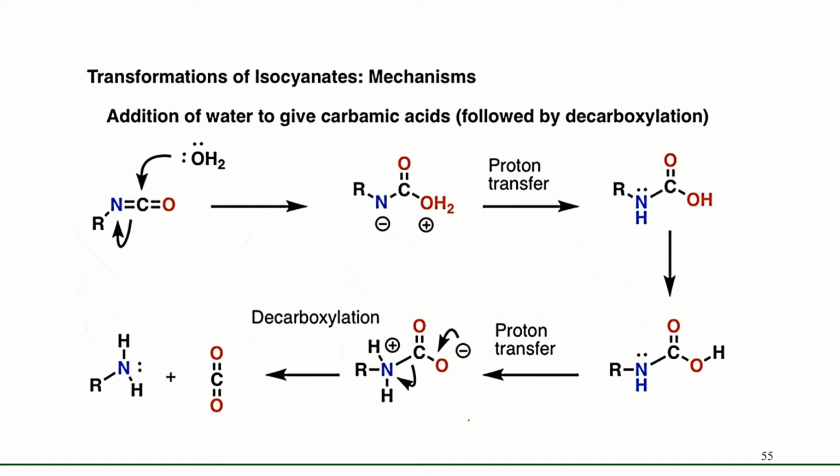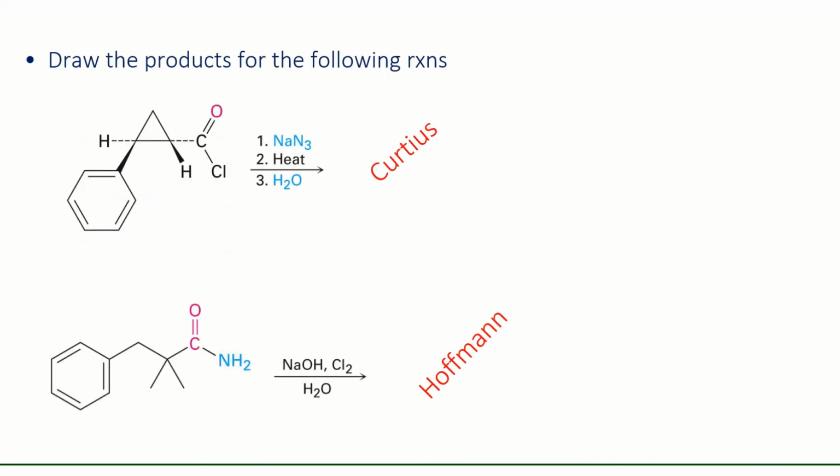The mechanism for the isocyanate being hydrolyzed to amines and carbon dioxide is quite simple, because this is something that you've come across before. There's an attack with a proton transfer, and then of course there's the elimination.